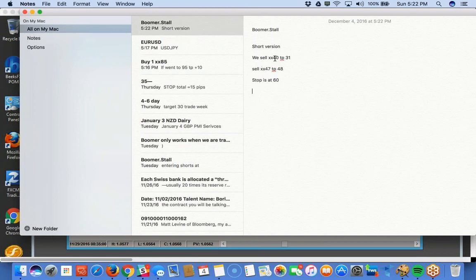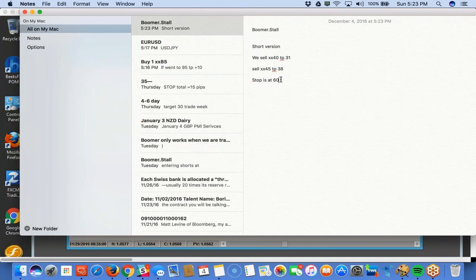Am I giving you guys the wrong version? I think I already forgot my own stall version. Did we sell at 45? I'm sorry, I think we sold at 45. I gave you the wrong version. Didn't we sell at 45? And stop was 38, right? So we sell at 40, we sell at 45 with a take profit at 38. Our stop is at 60.